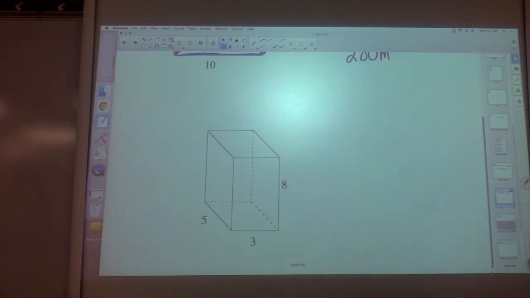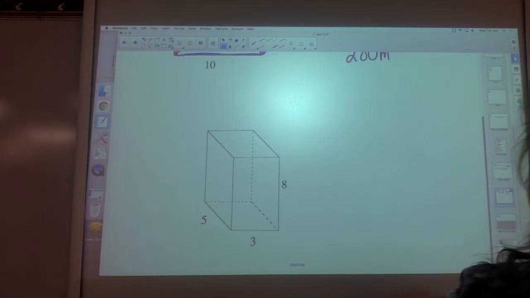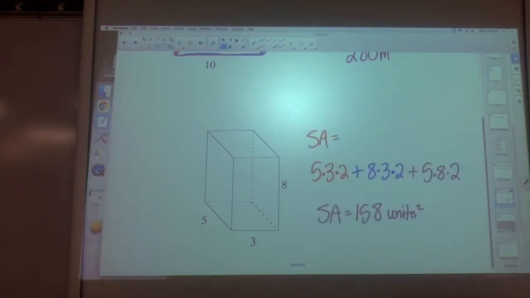Try this one on your own. Same thing, rectangular prism. See if you can find all the pieces. Okay, check and see if you did that right.